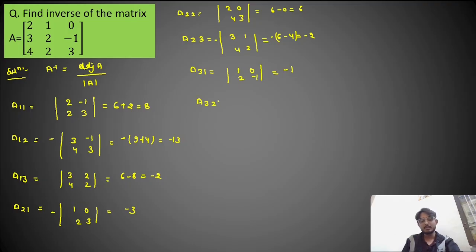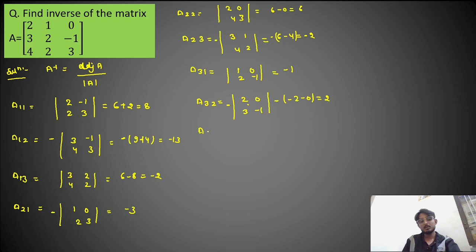A32 means eliminating the third row and second column. When you eliminate the third row and second column, the sign will be changed, because 3 plus 2 equals 5, which is an odd number. So when you eliminate this third row and second column, you will get 2, 0, 3 and minus 1. 2 ones are 2, 3 into 0 is 0, so 2 minus 0, you will get plus 2.